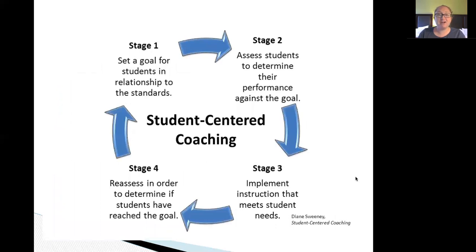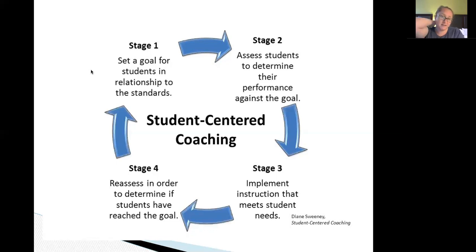Okay, but the third, remember, we're always striving for student-centered coaching, right? So let's look at what those stages look like. When you're setting a goal, it has to be a goal for the students in relationship to the standards. Everything in student-centered coaching has to be anchored in the standards, because if it's anchored in what you observe, then it becomes your opinion. And it can't be about you. It has to be about, ultimately, what are we getting students to get to? Mastering the standards, right? If all teaching has to be focused on the standards, then all of our goals for teachers and students have to be focused on the standards.